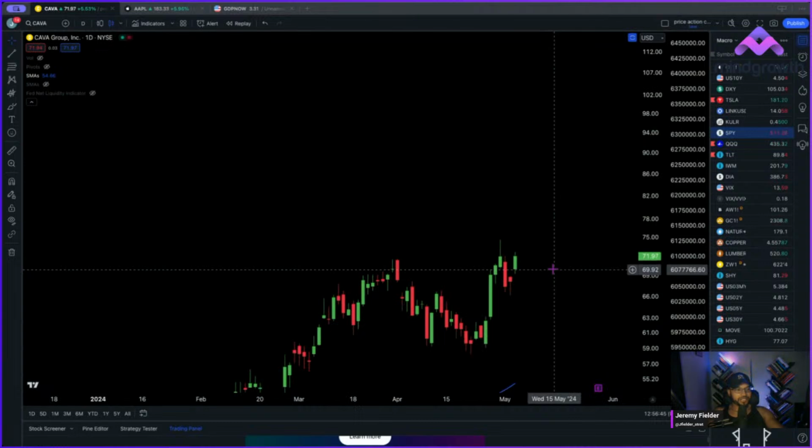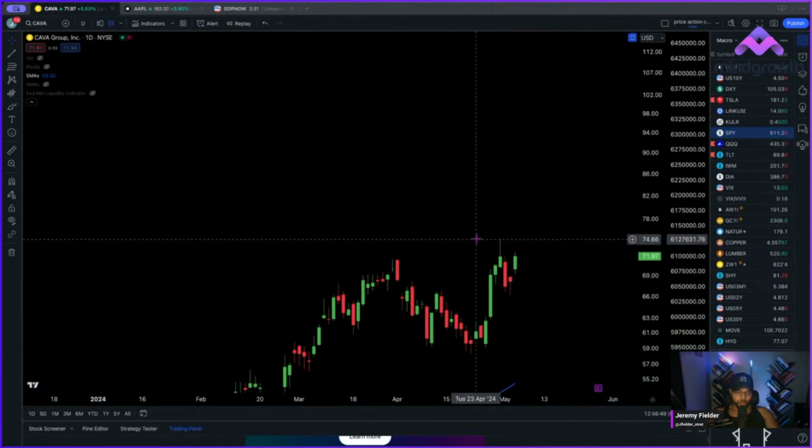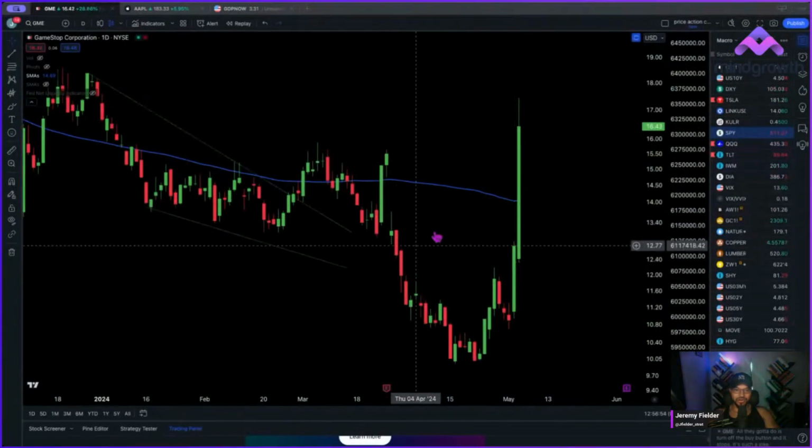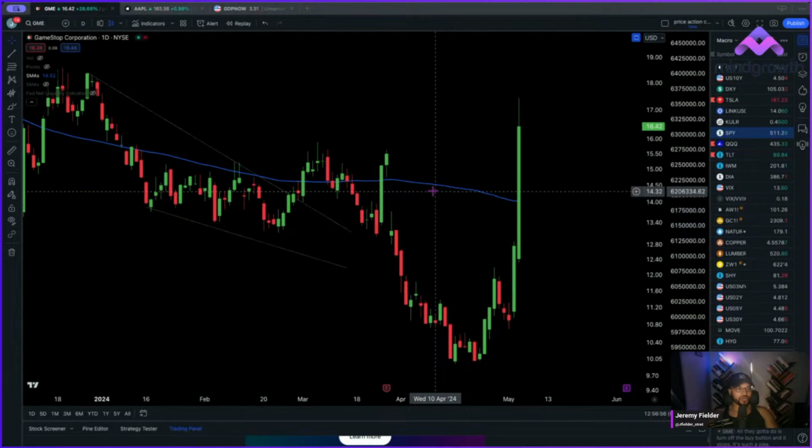GME 13 puts. Oh dang, okay. Getting puts on GME. New short squeeze on GME? No, not unless they cut rates. Was this earnings? No. Oh, it does look like a little bit of a short squeeze on GME. Okay.